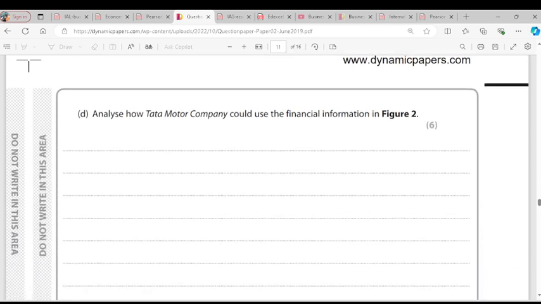Question D. Are you there, please? Yes. They said, analyze how Tata Motor Company could use the financial information in question. So the financial information is about the revenue analysis.